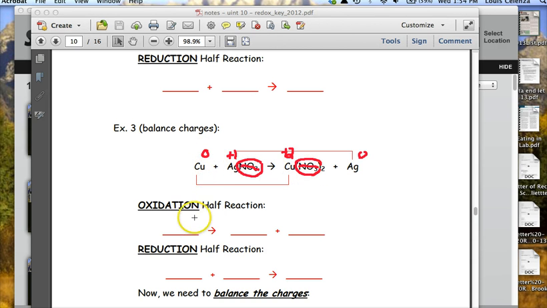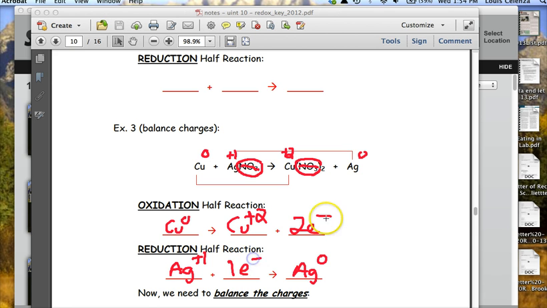So now we know the copper goes from a 0 to a +2. So the copper starts out as 0, goes to copper with a +2, and that is 2 electrons. The silver starts out as a +1, and it ends up as Ag with a 0. And going from +1 to 0 is only 1 electron. Now here's your problem. Notice how the 2 and the 1 are not the same. They're supposed to be the same. They don't both have to be a 2, but they should be the same number.